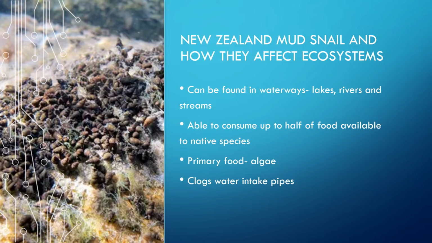They have the ability to consume up to half of the food available to native species, which makes it really hard for native species to survive. They outcompete other species, and their primary food is algae. They can clog water intake pipes, which can be very costly, and they are so small that they are commonly overlooked, and it's so easy to transport them on fishing gear and other things like that.